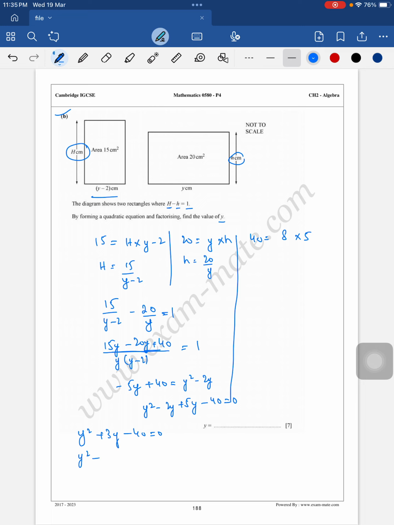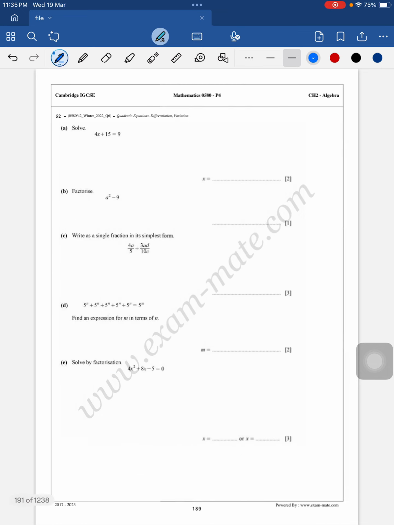y square, bigger number I choose with a plus sign because I need a plus sign in the middle, plus 8y minus 5y minus 40 is equal to 0. So y plus 8 common, y minus 5. So y is equal to minus 8 and y is equal to 5, right? So two values, definitely we will be taking the positive value of y, that is 5. Clear?